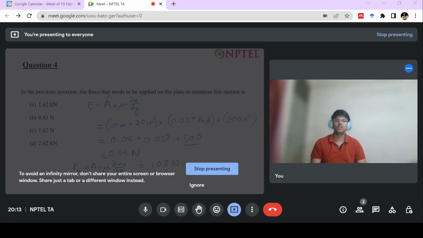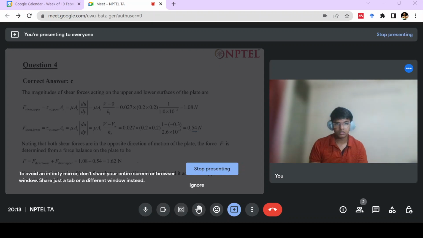We will add them up, and so the total force that this plate is subjected to for moving it at the constant velocity of 1 meter per second is basically F1 plus F2, which is 1.62. This option C is our answer. So be careful with the units. This is not kilometer. The same exercise has been done here.